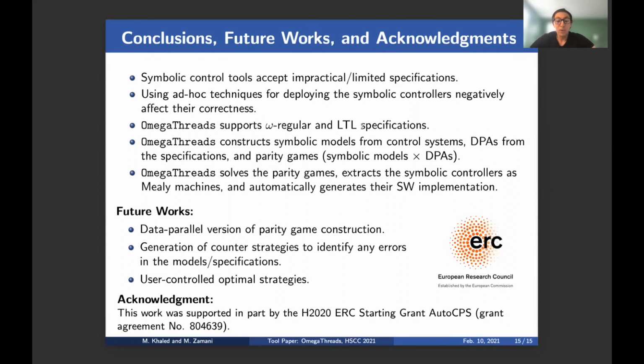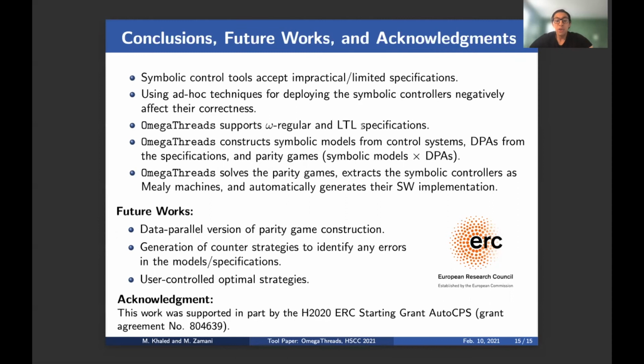Now let's summarize. Current symbolic control tools accept impractical and limited specifications. Using ad hoc techniques for deploying the symbolic controllers negatively affects their correctness. We introduced OmegaThreads to support omega-regular and LTL specifications. It constructs symbolic models from control systems, DPAs from the specifications, and parity games from the product of symbolic models and the DPAs. OmegaThreads solves the parity game, extracts the symbolic controllers as Mealy machines, and automatically generates their software codes.